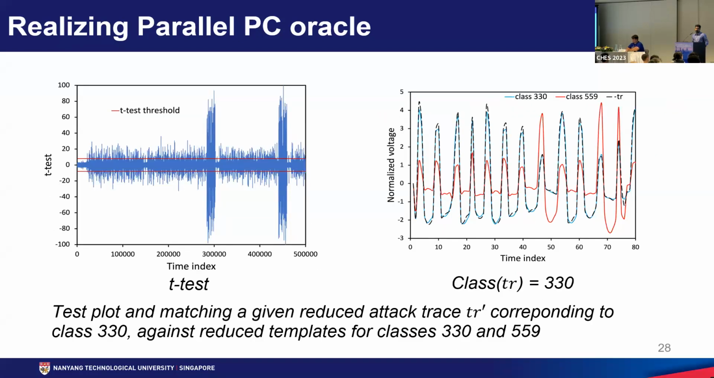So here is an example where we tried classifying class 330 and 559. And as you can see, the template of 330 exactly matches with the attack trace of 330.